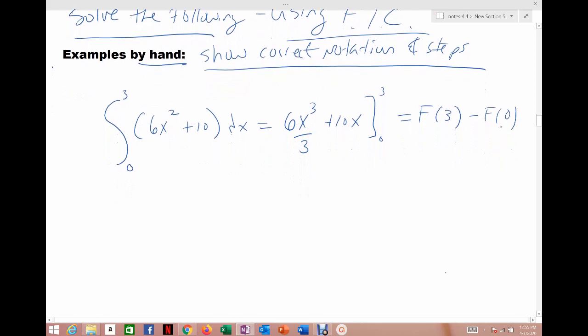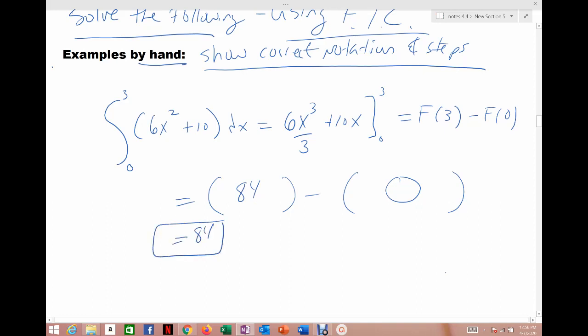All right, and then you actually do it. So I'm going to plug in my 3 into this general antiderivative, and then plug in my 0. Well, 0 is easy. When I plug 0 in, this is 0, that is 0, so I get 0. With 3 in, it'll be 6 times 3 cubed divided by 3, plus 10 times 3, and that simplifies to 84. All right, so the answer is 84.